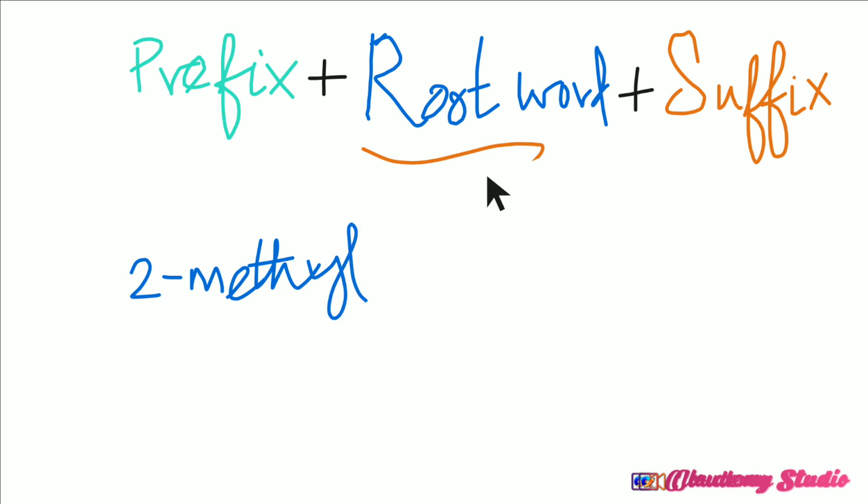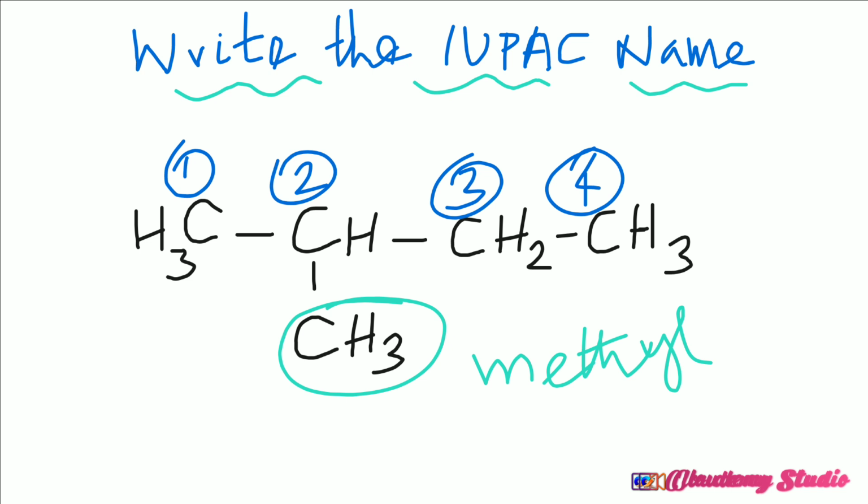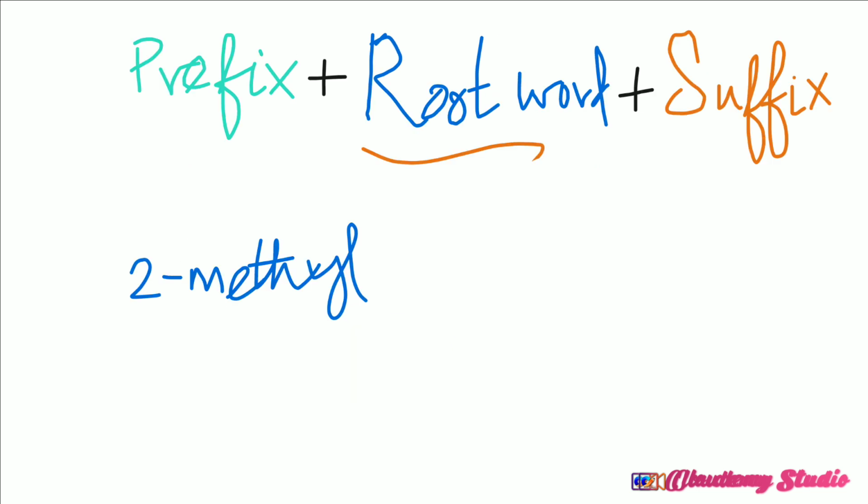Now we need to come to the root word. The root word denotes the number of carbon atoms in the main chain or the parent chain. How many carbon atoms in the main chain? 4 carbon atoms are present in the main chain. The root word will be but. But will be the root word for this compound. So we write it. The root word is but.